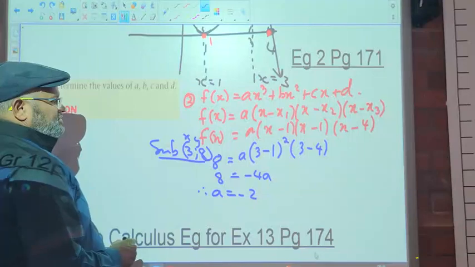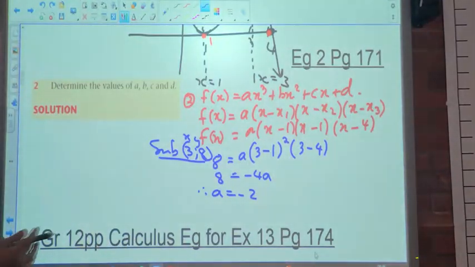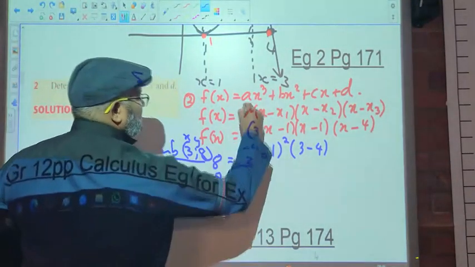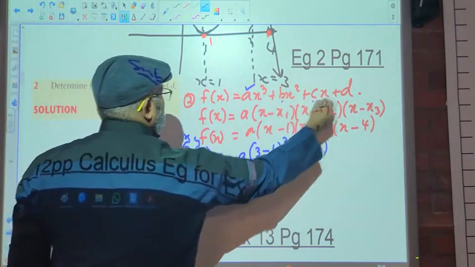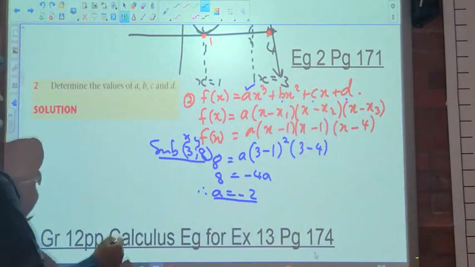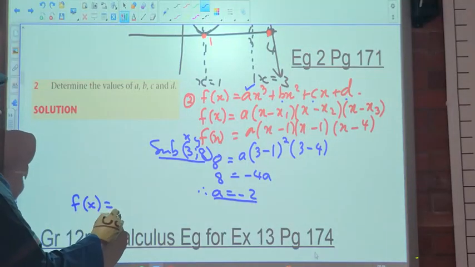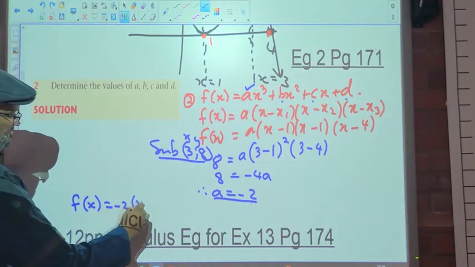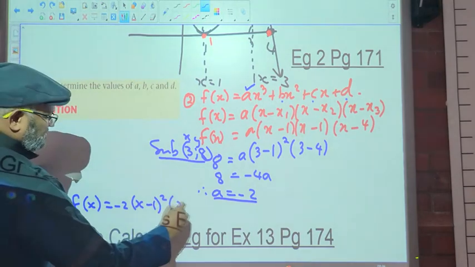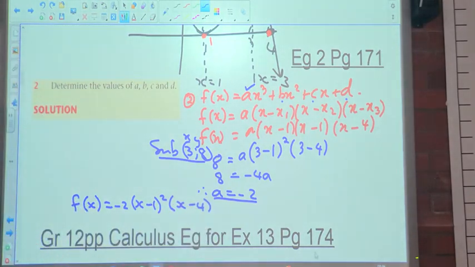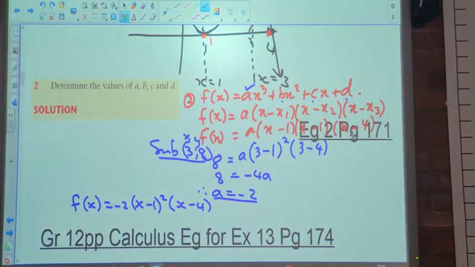a is negative 2. But have I answered the question? No. At this point we only have a. So let's calculate b, c, and d. And how do we do that? By subbing it back. So f(x) is equal to negative 2 into (x minus 1) squared into (x minus 4). And then from there just multiply it out.